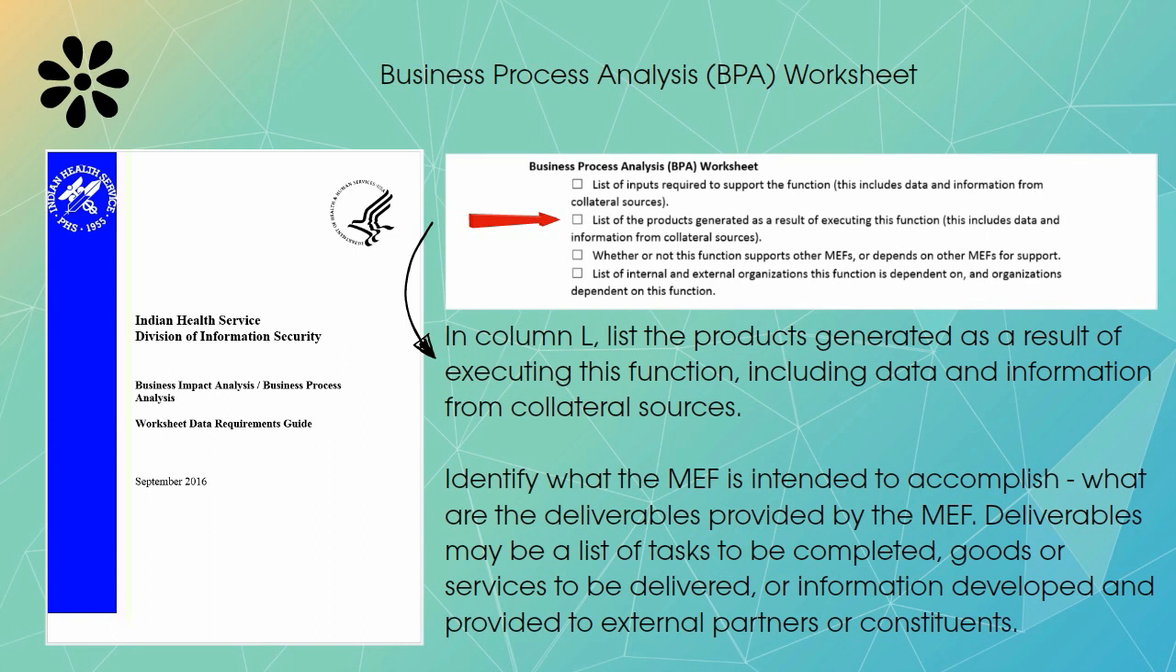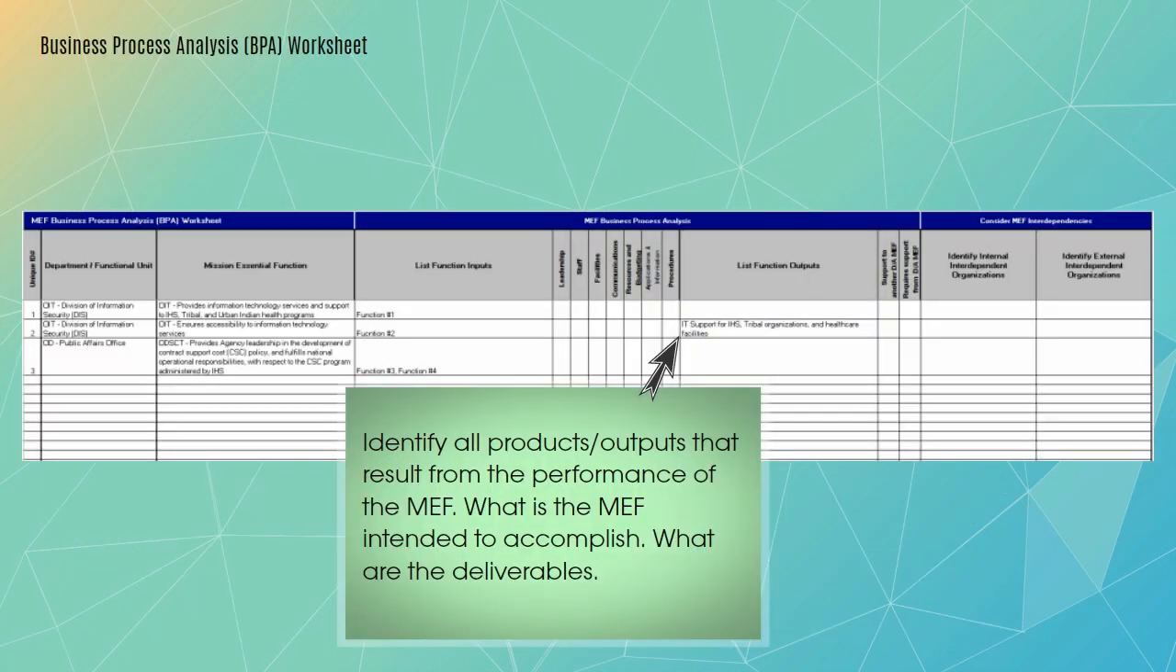In column L, list the products generated as a result of executing this function, including data and information from collateral sources. Identify what the MEF is intended to accomplish. What are the deliverables provided by the MEF? Deliverables may be a list of tasks to be completed, goods or services to be delivered, or information developed and provided to external partners or constituents. Identify all products outputs that result from the performance of the MEF. What is the MEF intended to accomplish? What are the deliverables?